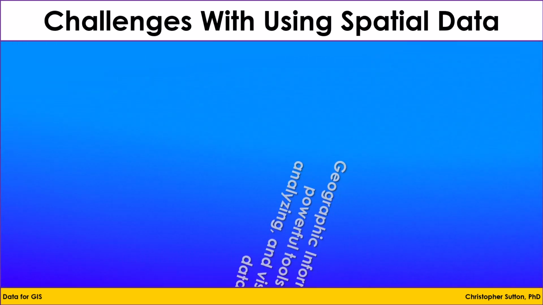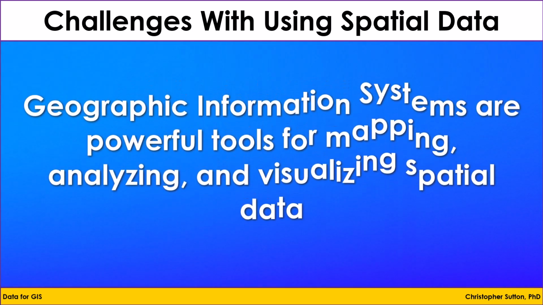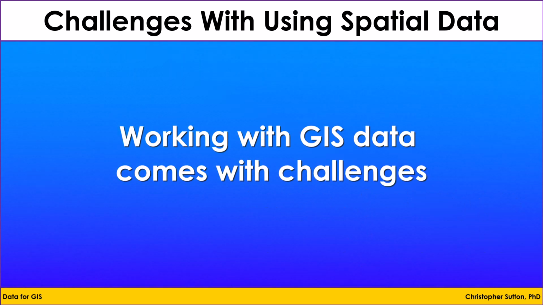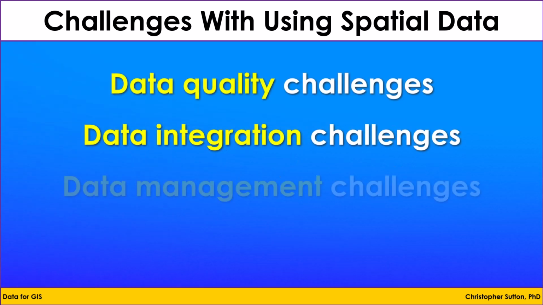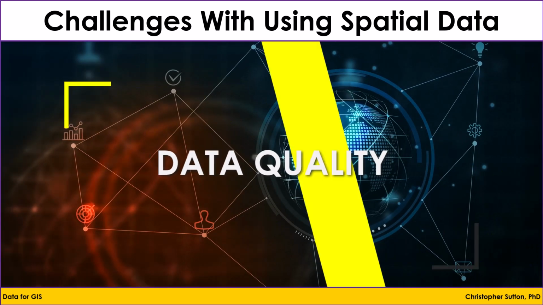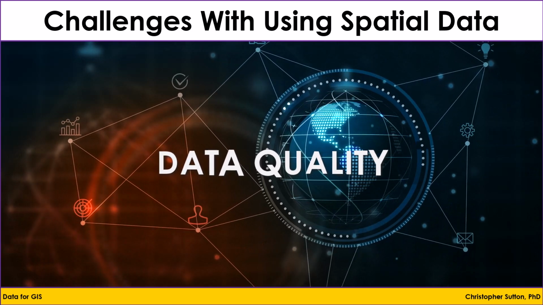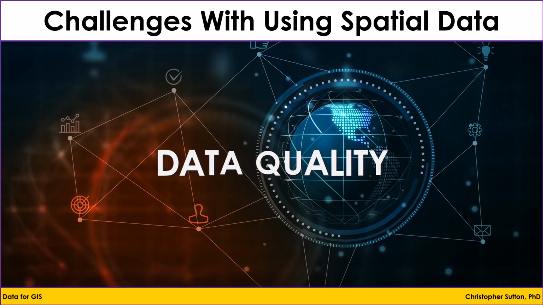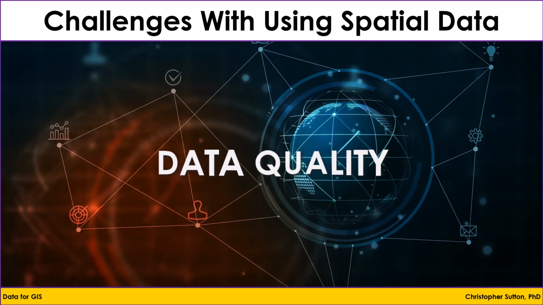Geographic information systems are powerful tools for mapping, analyzing, and visualizing spatial data, but working with GIS data comes with challenges. To make accurate and reliable decisions, GIS professionals must navigate issues related to data quality, data integration, data management, and data accessibility. Data quality issues are common in GIS. Poor quality data leads to inaccurate maps and flawed analysis. If coordinates or attribute values are incorrect, the results of GIS analysis may be misleading.